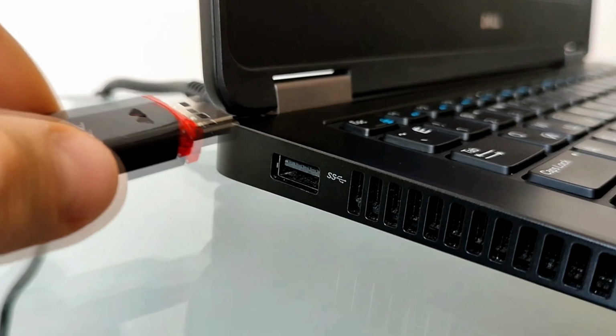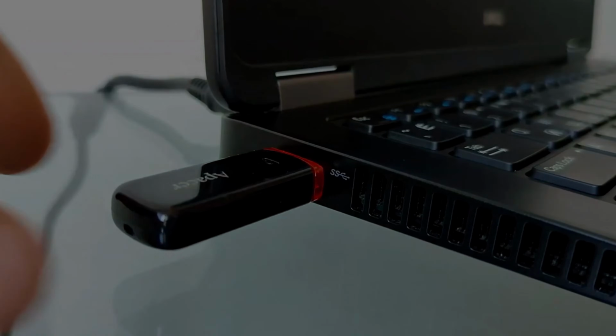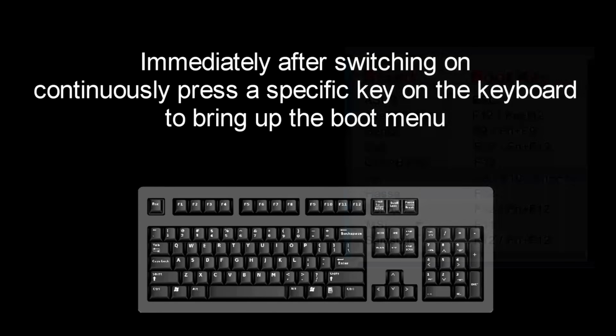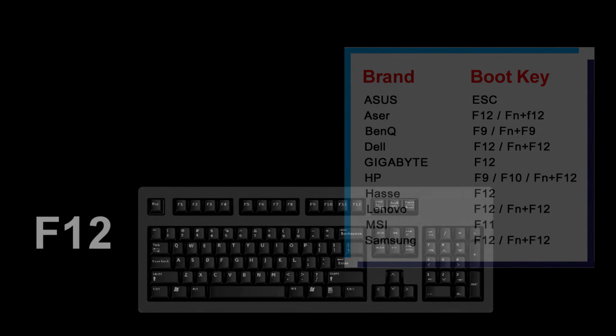Connect the Windows USB drive to the computer and reboot it. Immediately after the reboot begins, press a certain key on the keyboard to open the boot menu. I pressed the F12 key, for you it could be F8, F9, F11, F12, or some other key. There is no single standard and different computers may have different keys to call the boot menu.